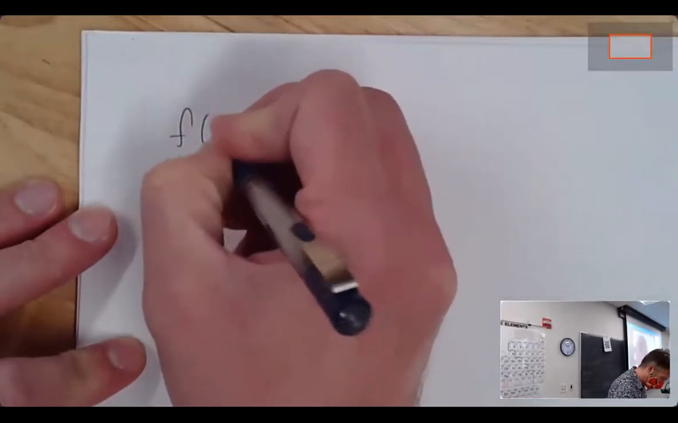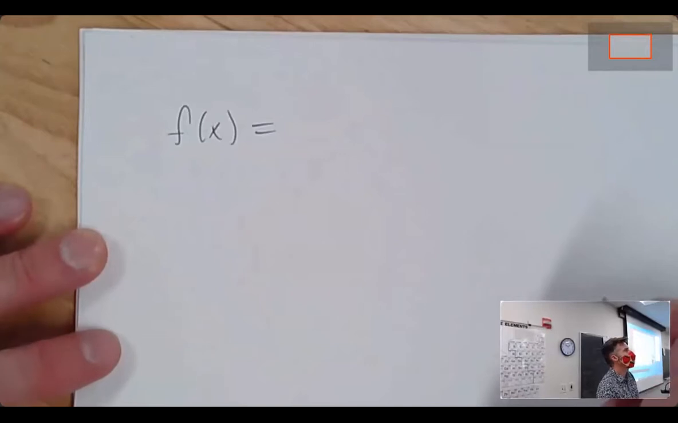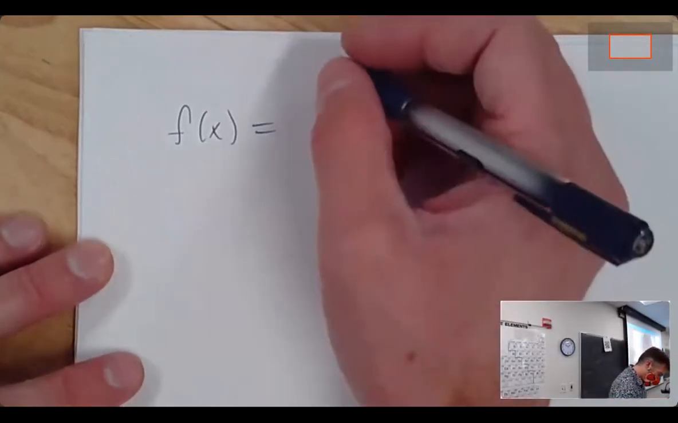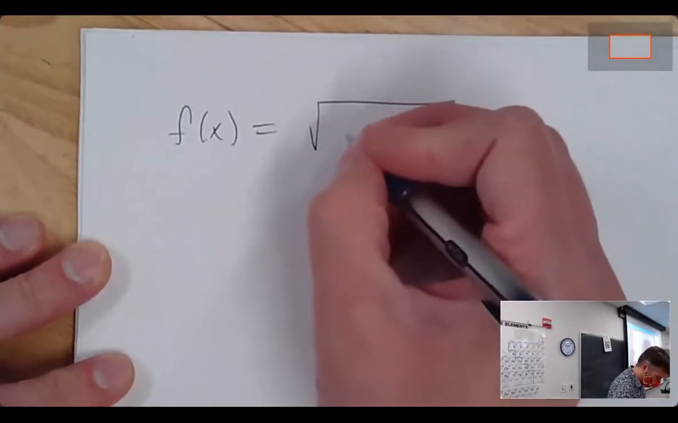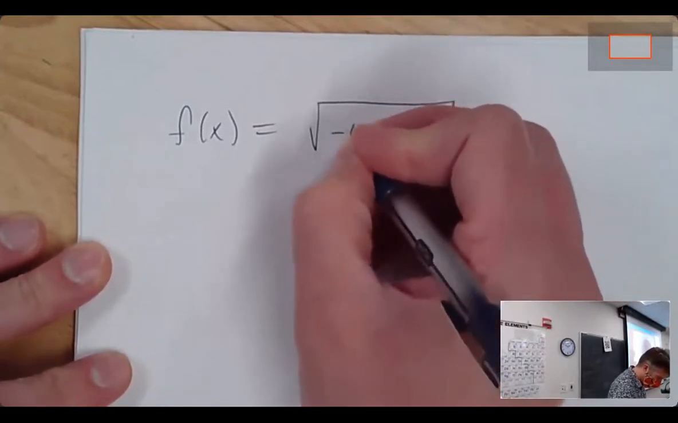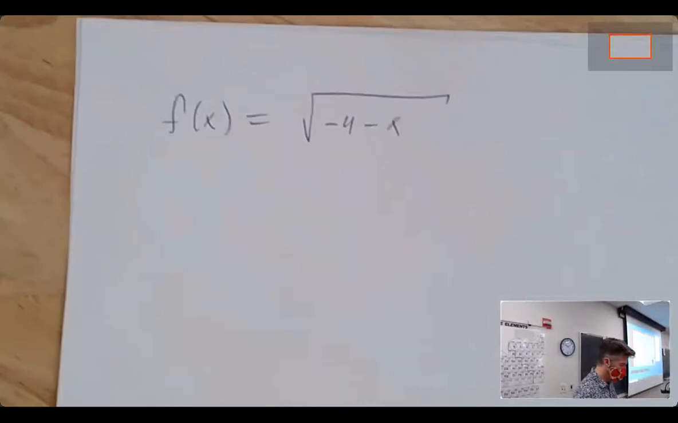We wanted to graph something like f of x equals the square root of, I don't know, -4 minus x. How would we graph something like that? Let's go ahead and do that.